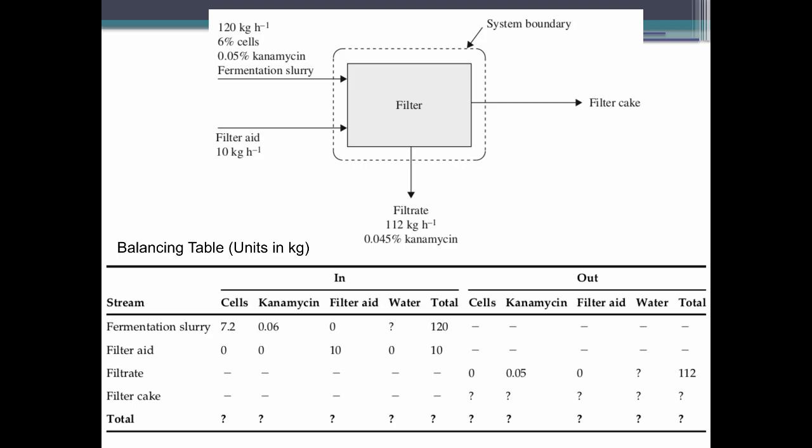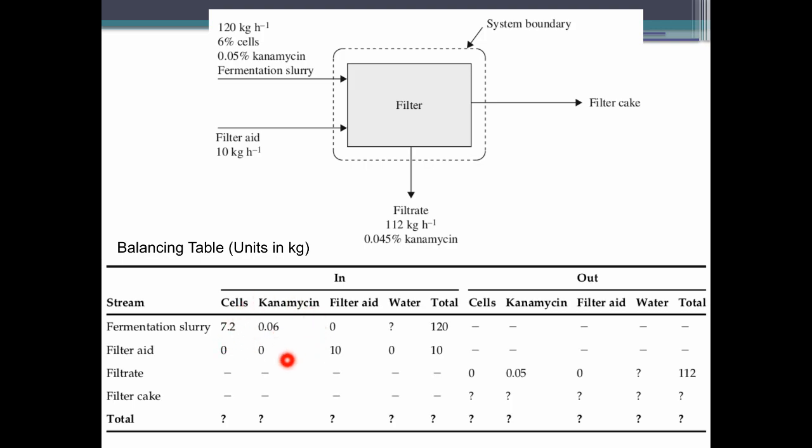So let's write your balance table. From what we know in the given, we have the fermentation slurry, the total is 120 kilograms. This is per 1 hour. Our basis is 1 hour. Let's just be uniform with the units, so let's have all of them expressed in kilograms. So the total is 120 for the fermentation slurry. And then the filter aid, since the filter aid is dry, there's no water in there, so it's just the filter aid, the diatomaceous earth. So the total coming in is 10. So the only component of this stream is just the filter aid. So the rest are 0. So this is 10. And then for the cells, we say it's 6%. 6% of the slurry is cells, so get 6% of 120, you get 7.2 kilograms.